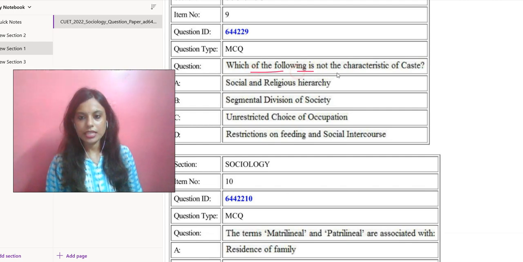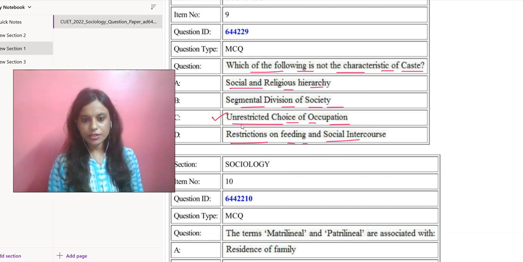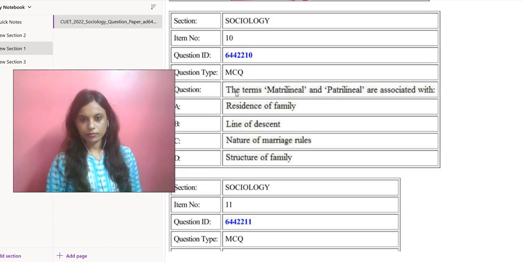Which of the following is not a characteristic of caste? Let's first go through the options given. Social and religious hierarchy, segmented division of society, unrestricted choice of occupation, restrictions on feeding and social intercourse. So out of all these, unrestricted choice of occupation is not a characteristic of caste. Moving over to the last question that we are going to discuss for today's class.